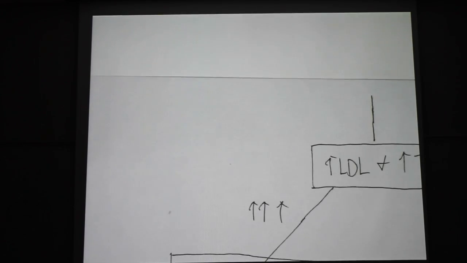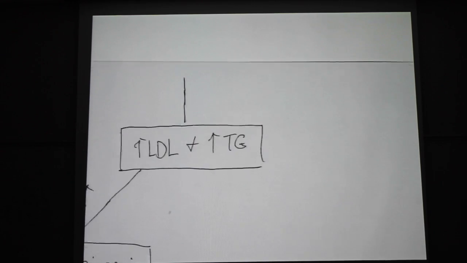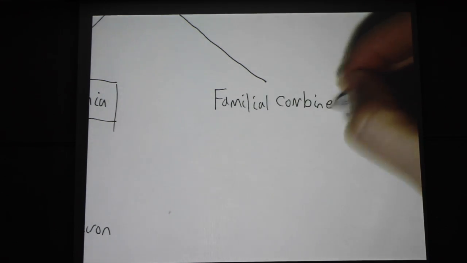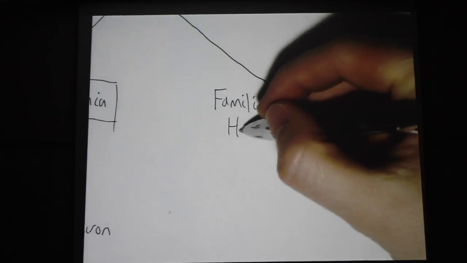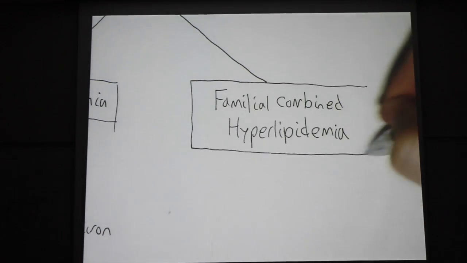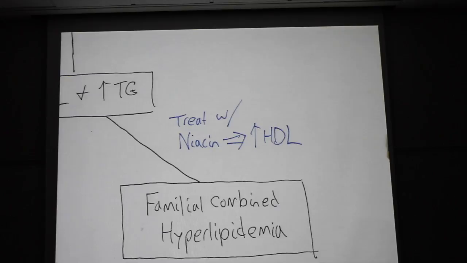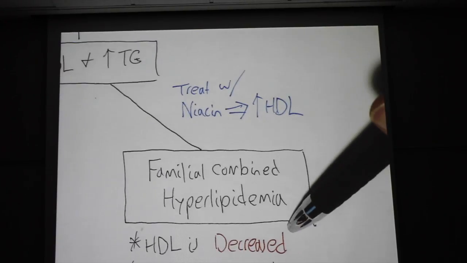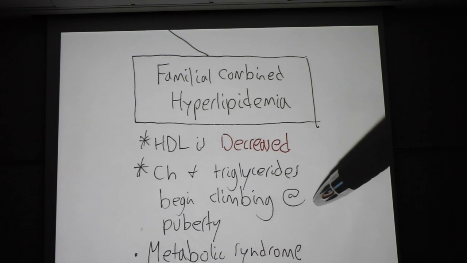Now, the alternative mixed disorder is our familial combined hyperlipidemia. And in this situation, the levels are not increased as much as they were in dysbetalipoproteinemia, but in some cases they can still be increased to enough degree that it causes some pathology. So I had to switch over here.